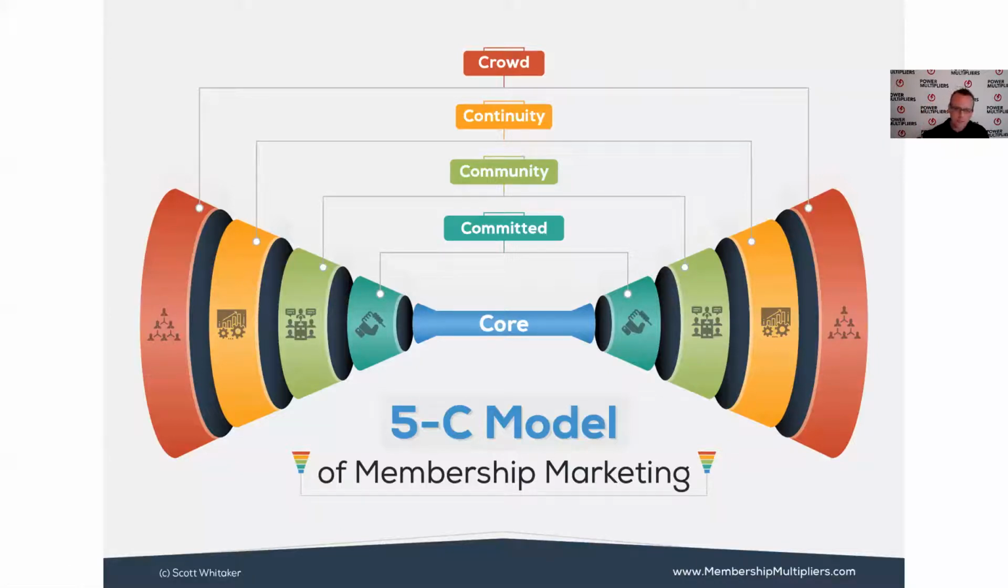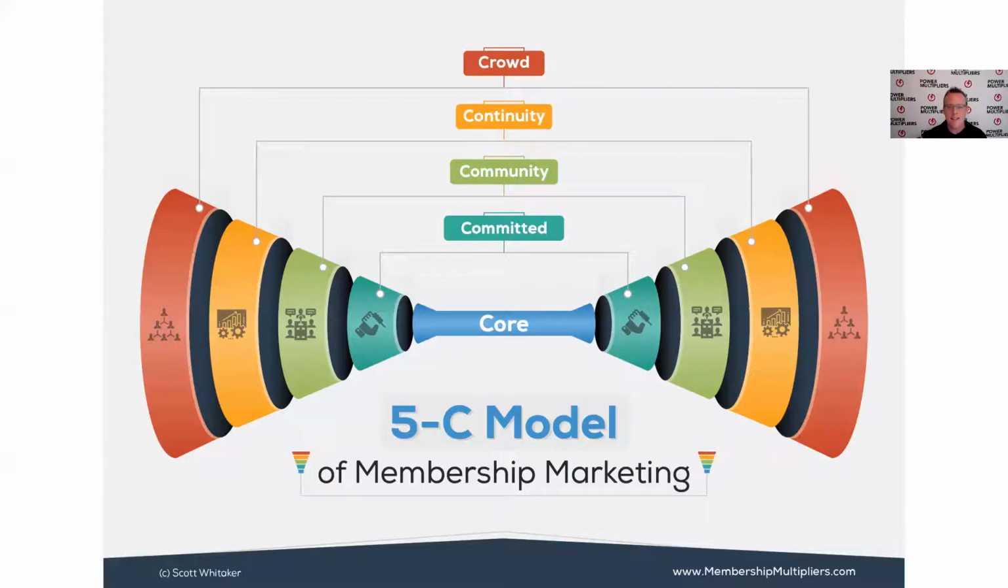So think about this. Somebody who's out there in your audience, they're in your crowd. They sign up for your membership. They move into the second C, your continuity. Then they start getting involved in your community. They start posting. They start interacting with the membership, utilizing the benefits of the membership. Then what happens is you do marketing to increase the level of their commitment.